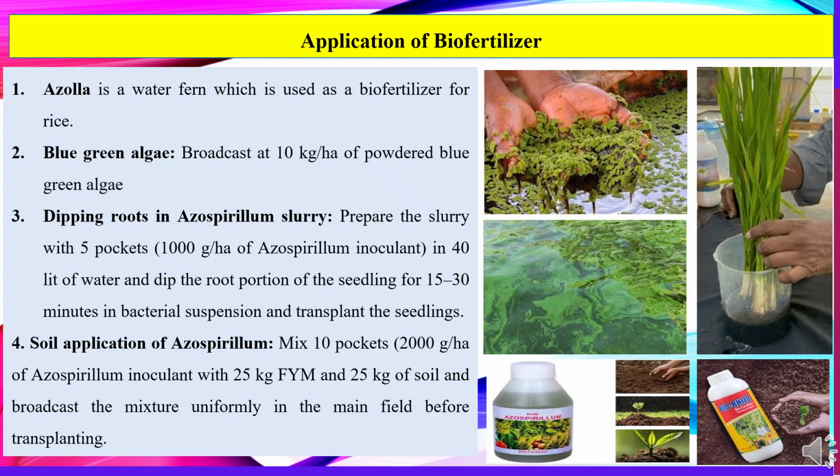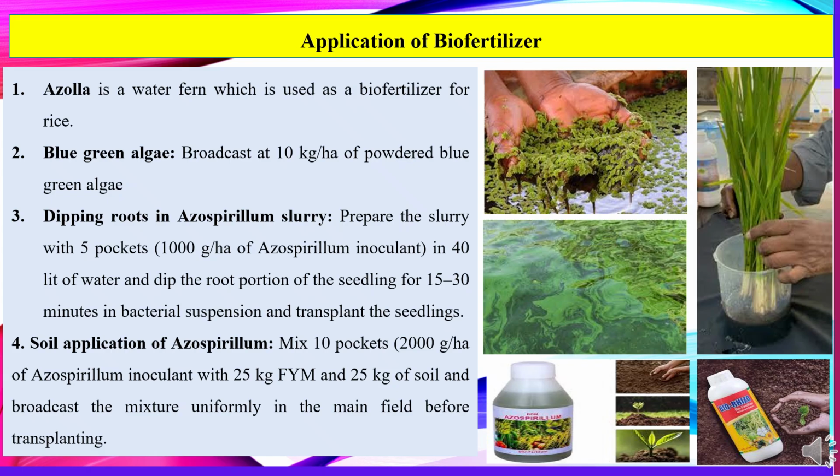Application of biofertilizers in paddy. Azolla. Azolla is a free-floating water fern that harbors Anabaena, a nitrogen-fixing cyanobacterium, in its leaves. It enriches the field with nitrogen, reduces chemical N fertilizer use, and also provides organic matter. Blue-green algae, BGA. Apply powdered BGA at 10 kg per hectare by broadcasting evenly over the field. This enhances nitrogen availability through biological fixation.